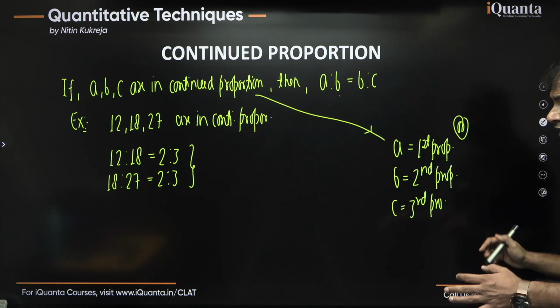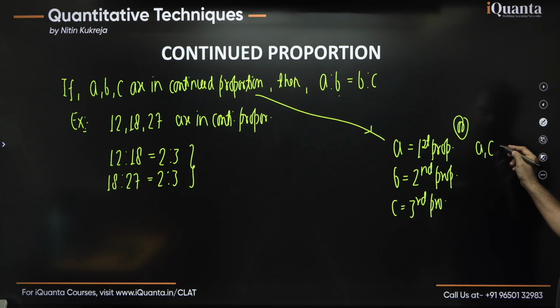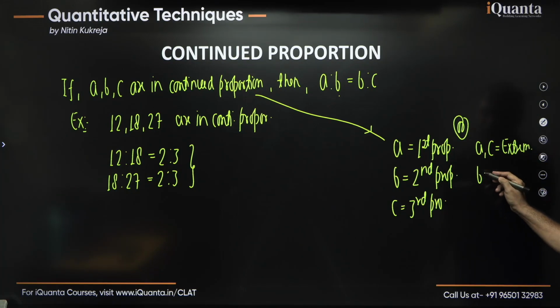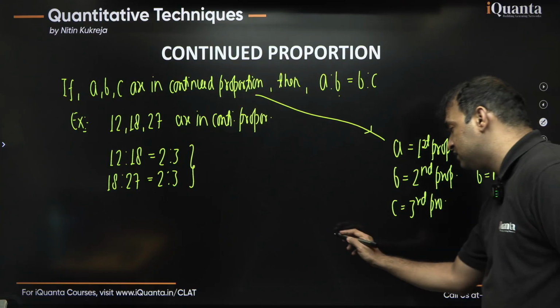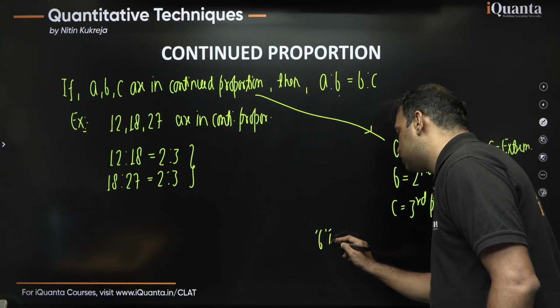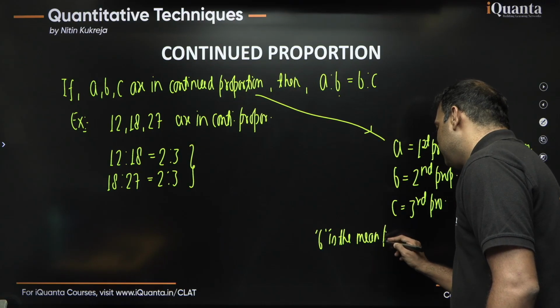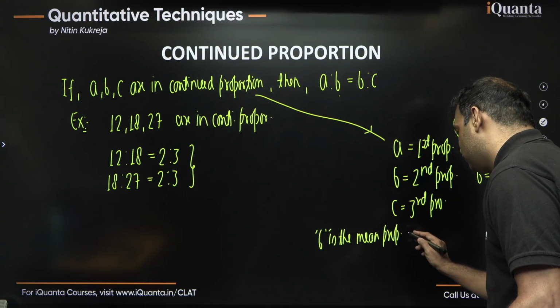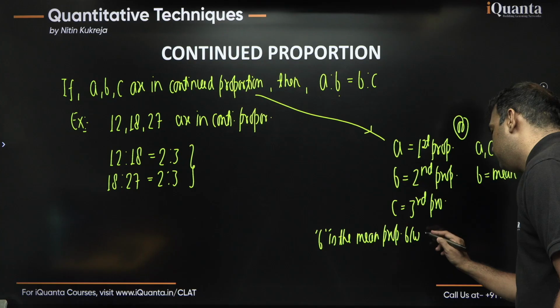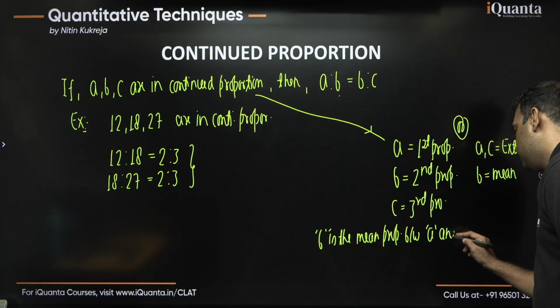Alright, there is another way of naming them. We can also say A and C are the extremes, okay, and we can call that B is equal to the mean of them, right? Okay, B we can say is the mean. We can also say that B is the mean proportion between A and C. We should know this as well. B is also called the mean proportion between A and C, right?